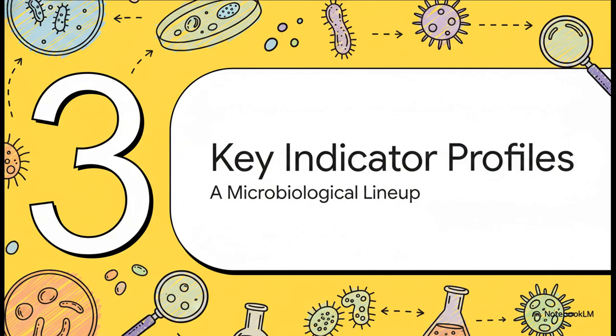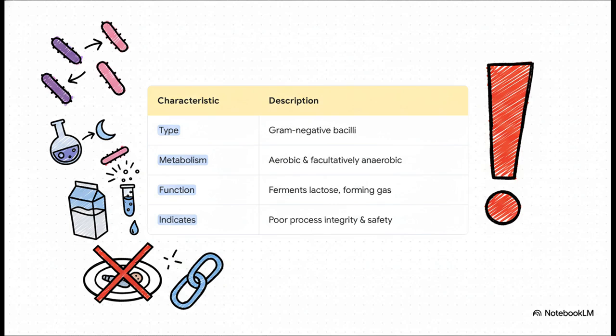Section 3, Key Indicator Profiles. First up, one of the most famous groups, the coliforms. So let's break this down. Gram-negative just refers to how they react to a certain lab stain. They're bacilli, so they're rod-shaped, and they don't form tough little protective spores. And their metabolism? Well, they're not picky. They can grow with or without oxygen.